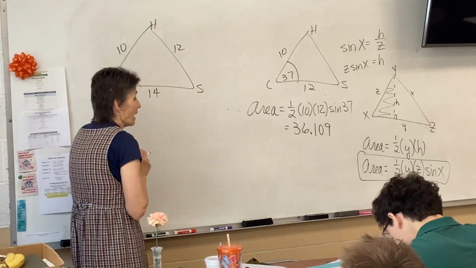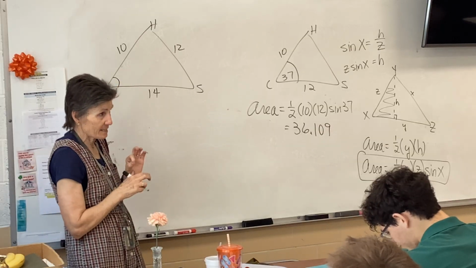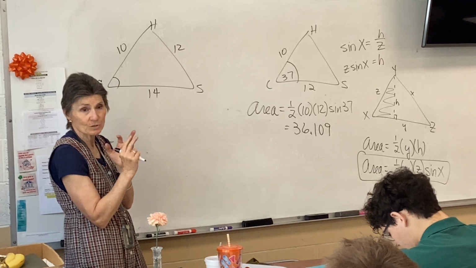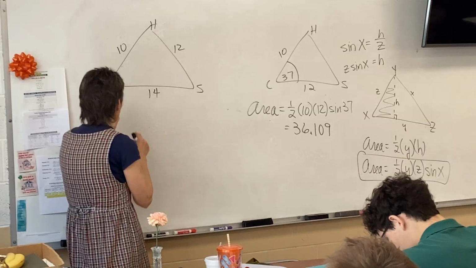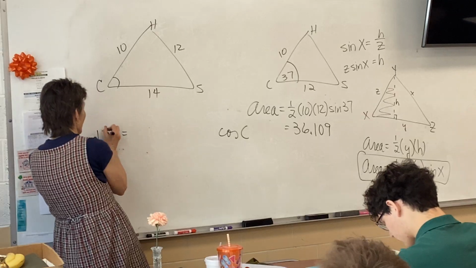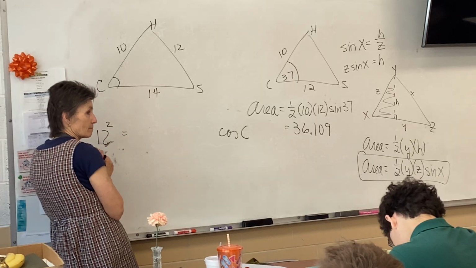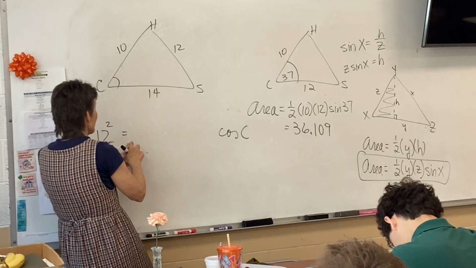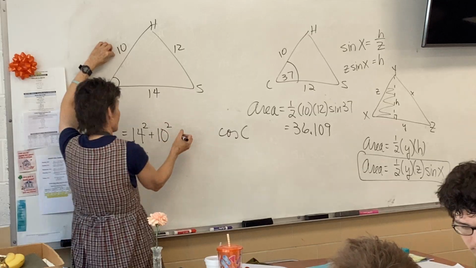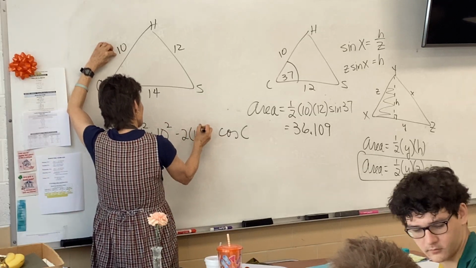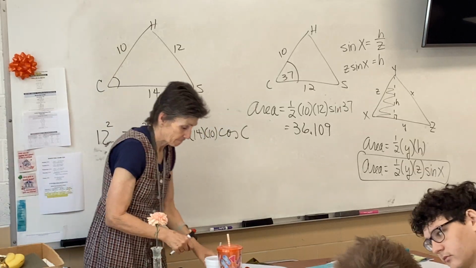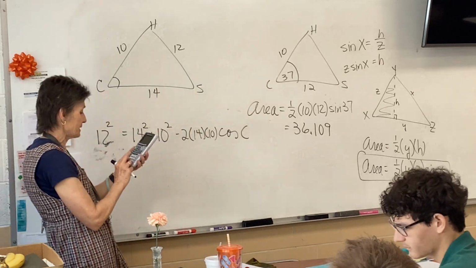C? Now, how will we find C? Can we use the law of sines? Nope, we have to use the law of cosines. So if C is my angle, then over here will be 12 squared. And then what will be in the middle? Can you remember? 14 squared plus 10 squared minus 2, always 2, times 14 times 10. Now we're going to carefully type this in.